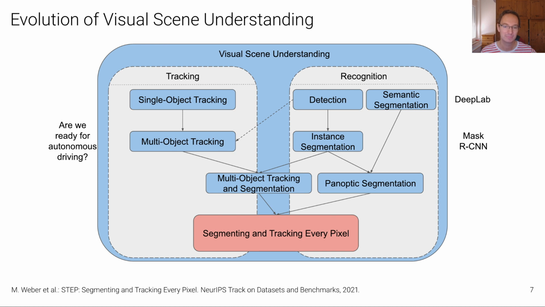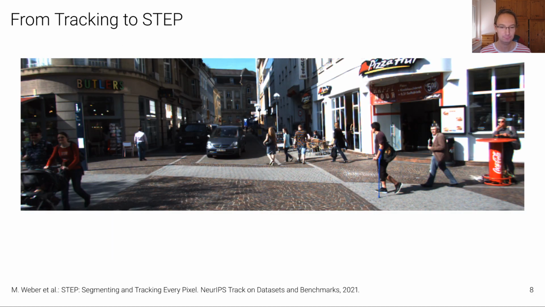And now, at the very bottom is what we consider here panoptic video segmentation, or segmenting and tracking every pixel, where we want to have a full coverage both in space and time and a pixel-accurate annotation of both semantics and track IDs. So we want to track all the pixels that can be tracked, pixels of trackable objects, and we want to annotate all pixels with semantic labels.